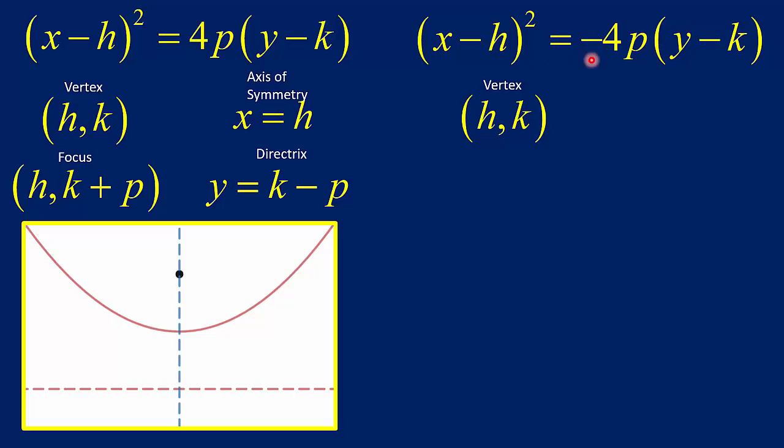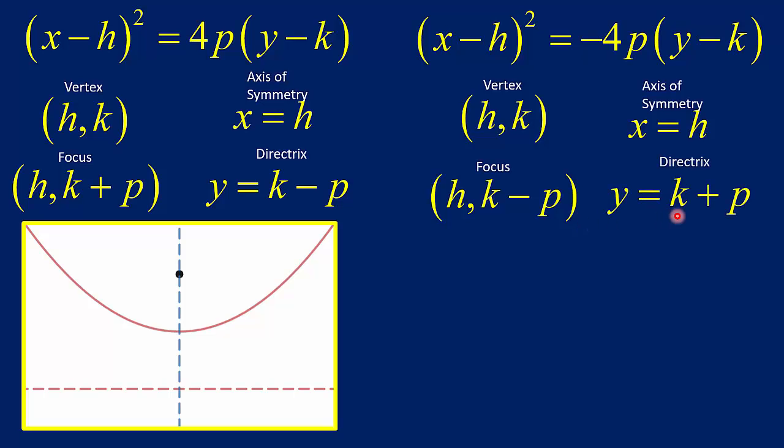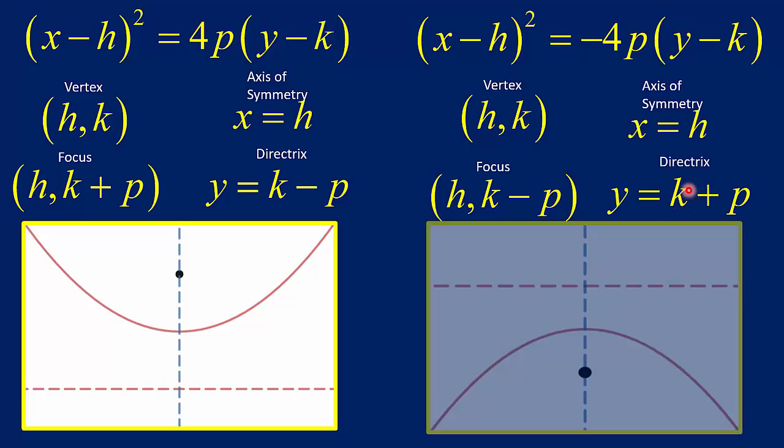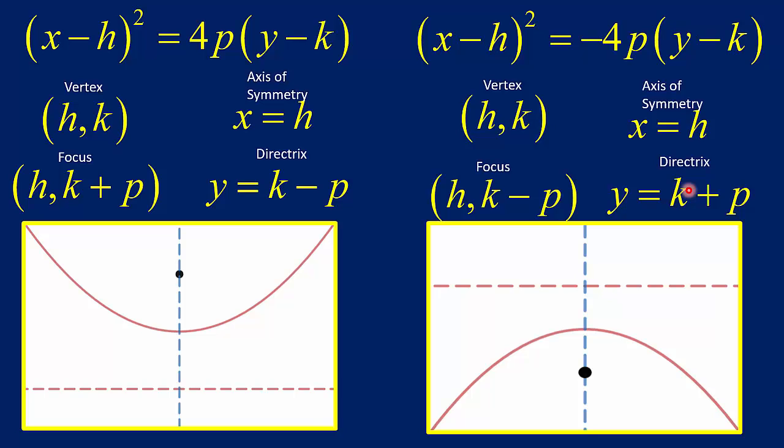This parabola opens downward. So the vertex is still (h, k), and the axis of symmetry is still the same as it was over here. But what changes is when we find the focus and the directrix, because now if we have a parabola opening downward, to get to the focus, we're going to have to go down from the vertex. In other words, I'm going to say k minus p to get to the focus. See, over here it was k plus p. Now it's k minus p. And then to get to the directrix, I go up. So we might have something that looks like this.